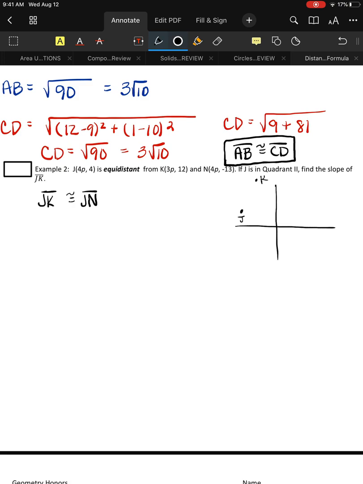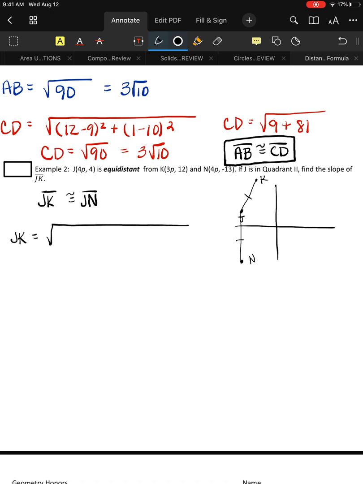And then we've got N at (4p, -12), so maybe it's down here. Okay, so it might look something like that. And we know that these two segments are congruent. Well, if they're congruent, then the distance of JK and JN is equal. So what we're going to do is write an equation for the distance of JK.